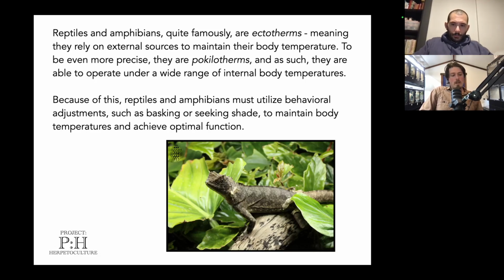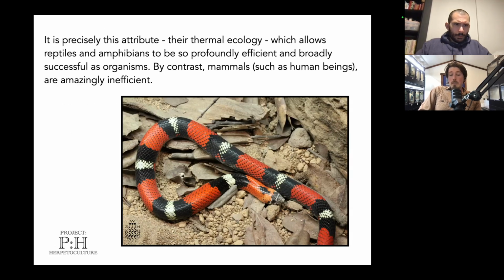And of course, this relates to how our animals might endure through different conditions, such as seasonal changes, like what precipitates brumation in some animals. So it is precisely this attribute, their thermal ecology, which allows reptiles and amphibians to be so profoundly efficient and broadly successful as organisms.